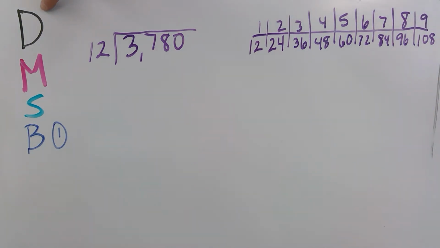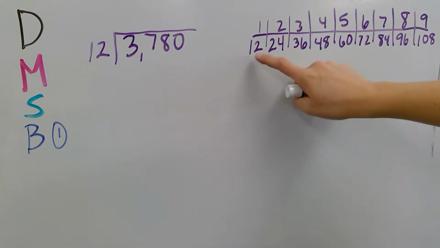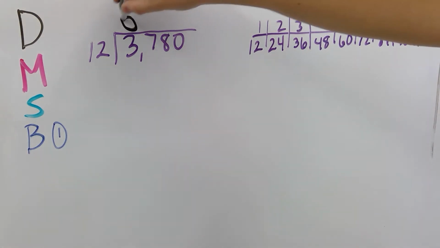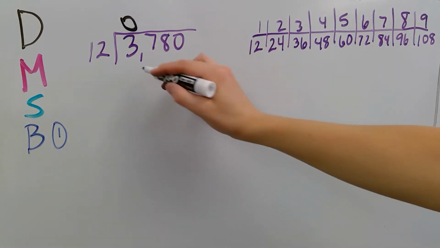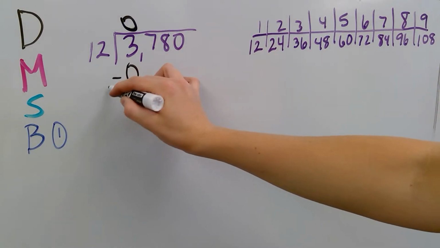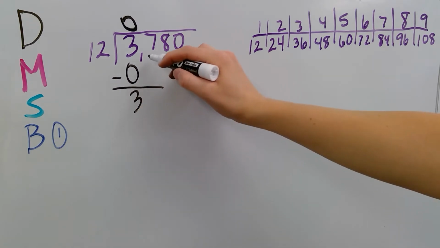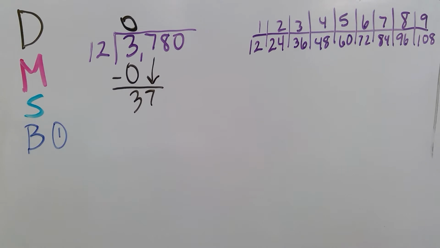So first step, divide. So I ask myself, how many times can 12 go into 3 without going over? Well, 12 times 1 is already 12, so we know that's too many. So I'm going to put a 0. Now on this one, I'm not going to use all the different colors of markers, just for sake of time. So I divided, now I multiply. The 0 times my divisor, 0 times 12 is 0. Now I subtract, 3 minus 0 is 3. Bring down one number, which is 7. And now I've got 37.